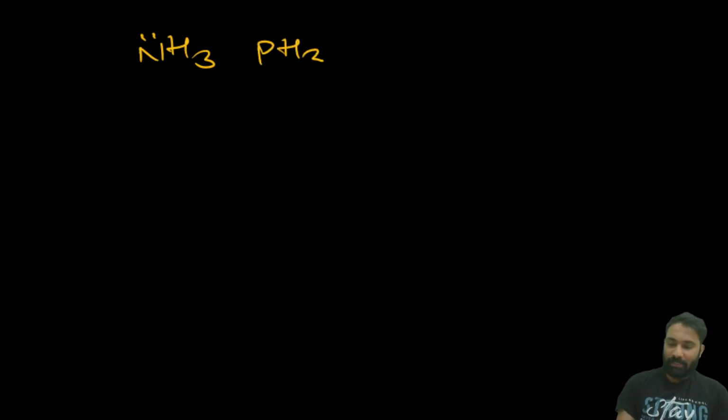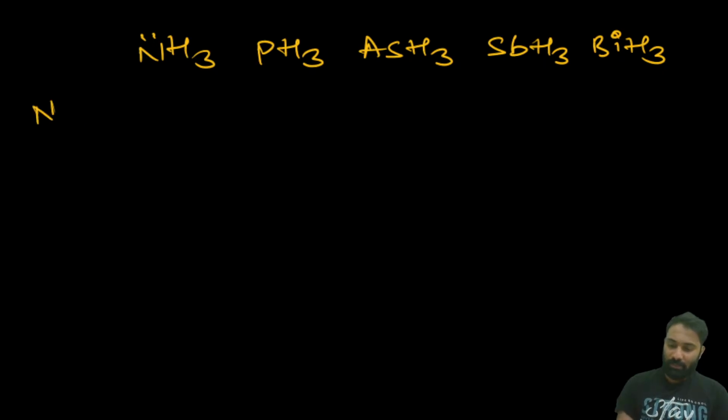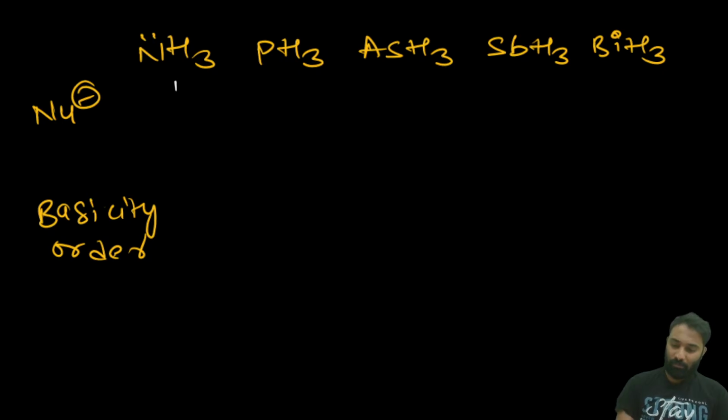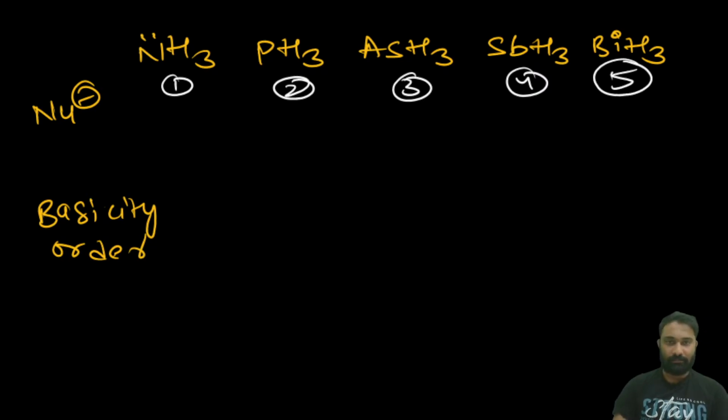Can anyone say me the answer? Including Pranit, if you are in the live also, you can say me the answer. Suppose NH3 they have given, and phosphine PH3, AsH3, SbH3 and BiH3. Now what is the nucleophilicity order for this one, and what is the basicity order? 1, 2, 3, 4, 5. Any other they can try. What is the basic strength order and what is the nucleophilicity order?